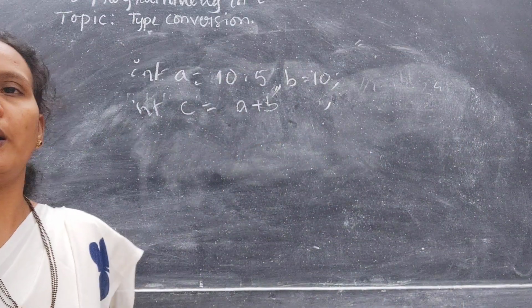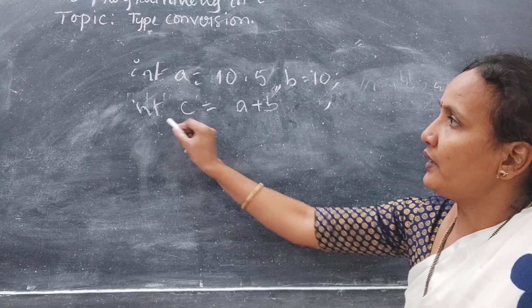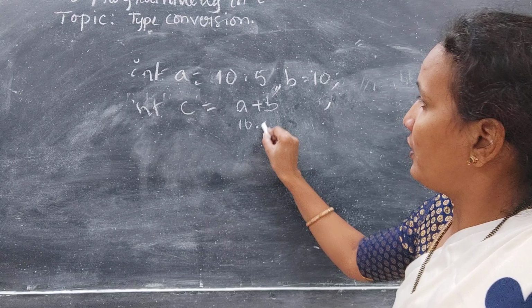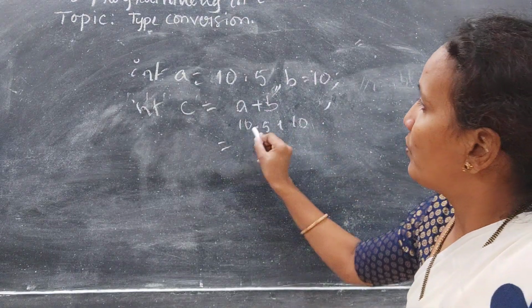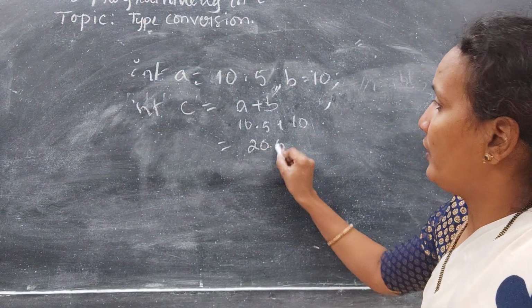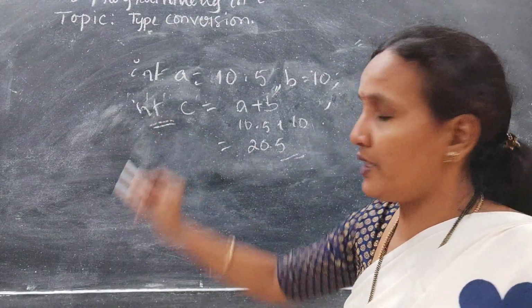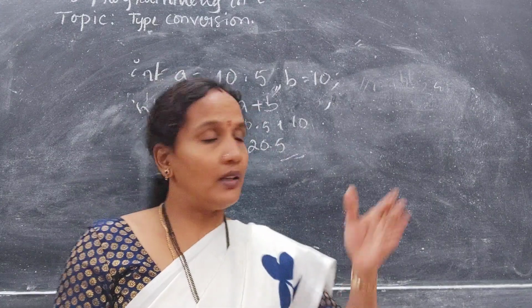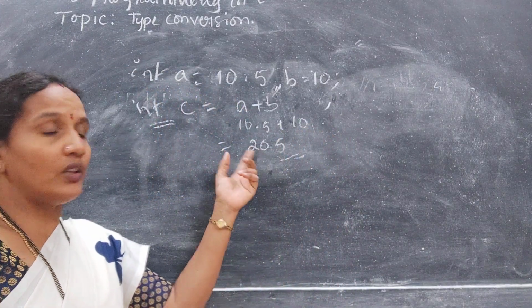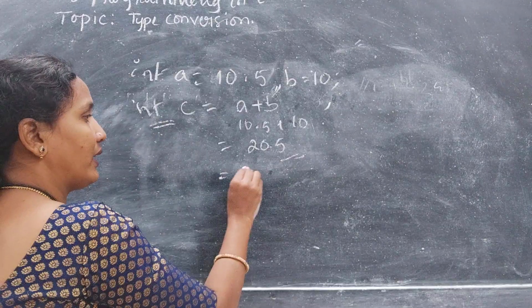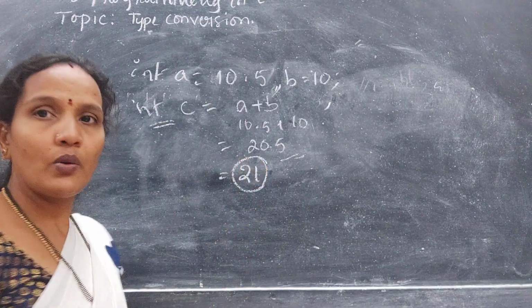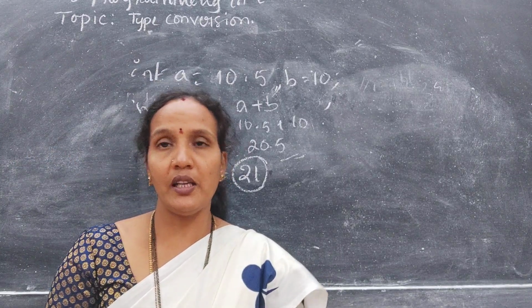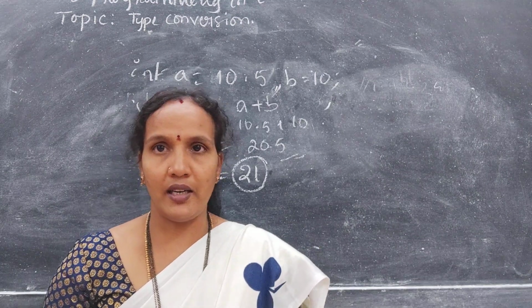If you are adding, int c equals to a plus b, how much will you get? A value is 10.5 and b value is 10. What is the result? 20.5. But what data type have I given? Integer. What result did you get? Float. So whatever float value is there is stored in an integer, but it will store like a rounded figure. So indirectly, the data type of one variable is changing into another data type.